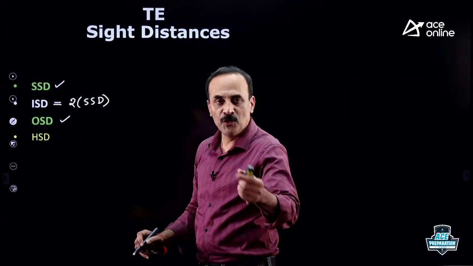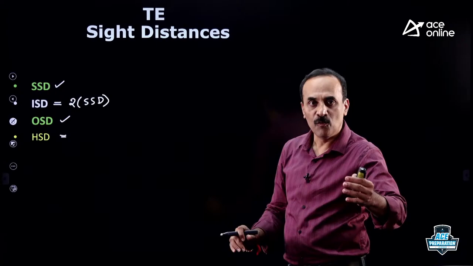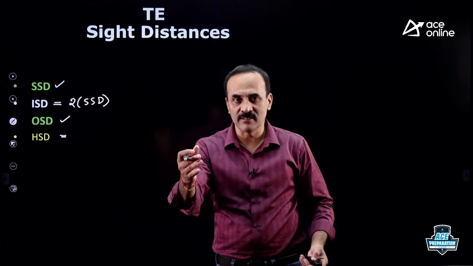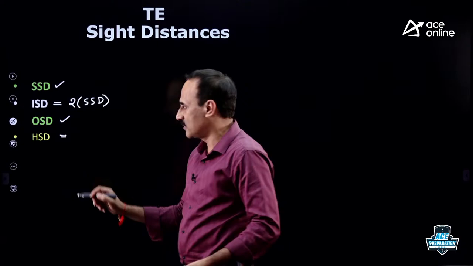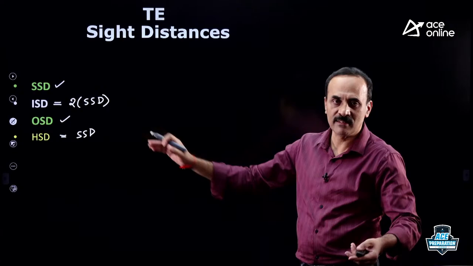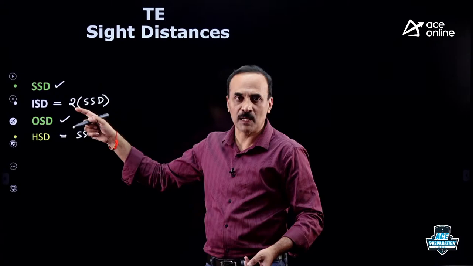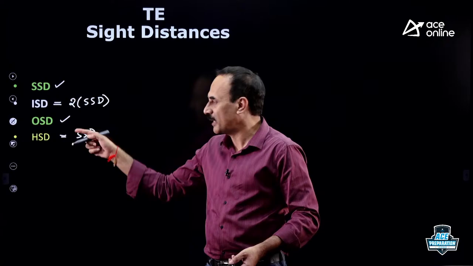During night time, under the vision of the headlight, whatever might be the visible distance ahead of the driver with the focus of the headlight, we call it headlight sight distance. The headlight's focus should minimum reach a distance equal to SSD, stopping sight distance. So if you know how to calculate stopping sight distance, ISD will be related to that. Headlight sight distance is related to that. Overtaking sight distance is separate altogether.